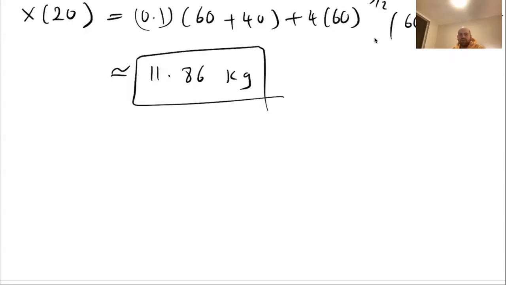All right, guys, let's look at the next section, 1.5, which is about substitution method for solving differential equations.